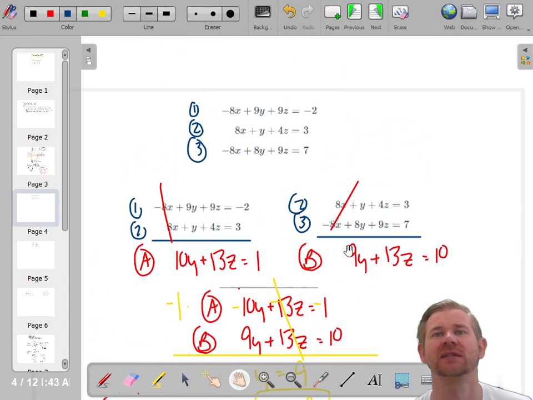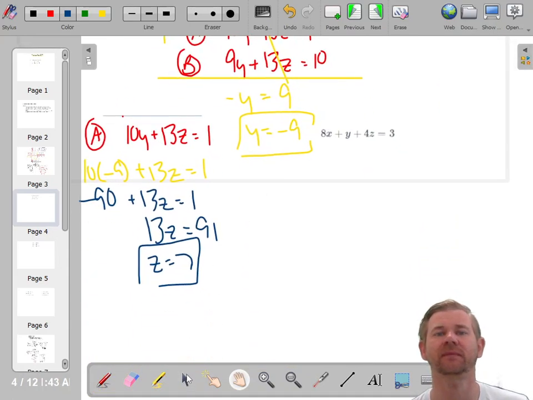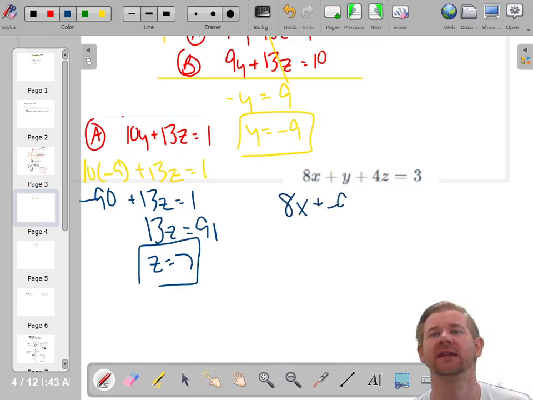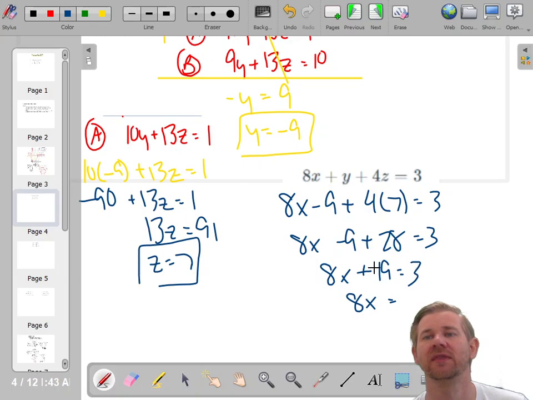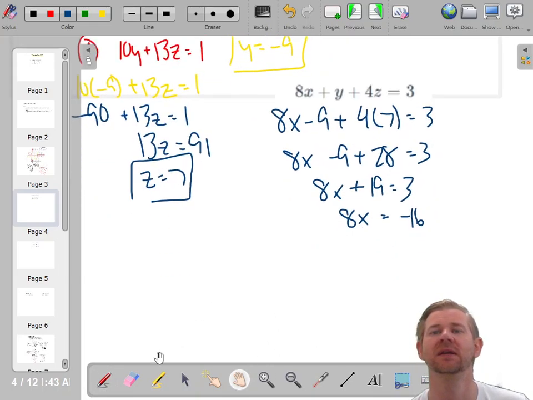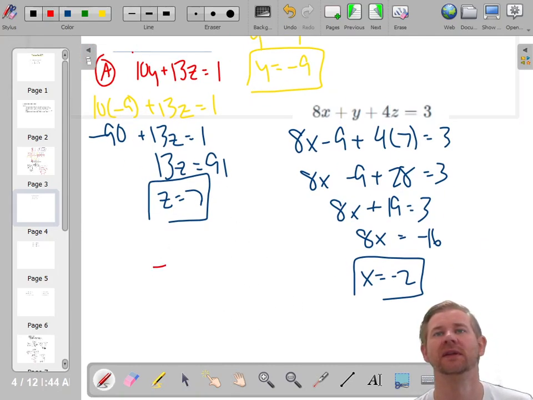I need to find x, so which equation looks easy to solve for x? None of them look super great. I'll take that one though. Okay. I don't have a 1x, so it doesn't really matter too much. 8x plus, I know what y is, negative 9, so you can just make that minus 9, plus 4 times z equals 3. 8x minus 9 plus 28. 8x plus 28 minus 9 is 19. 8x equals, if you subtract 19 on both sides, you get negative 16. And then when you divide both sides by 8, you get negative 2. So as an ordered triple, negative 2, negative 9, positive 7.